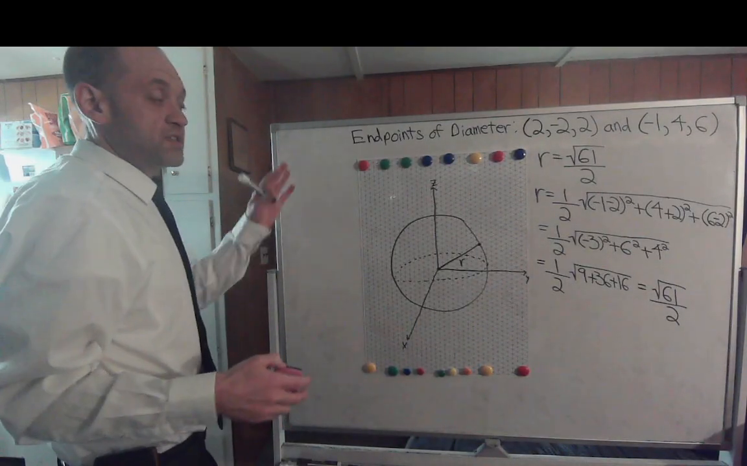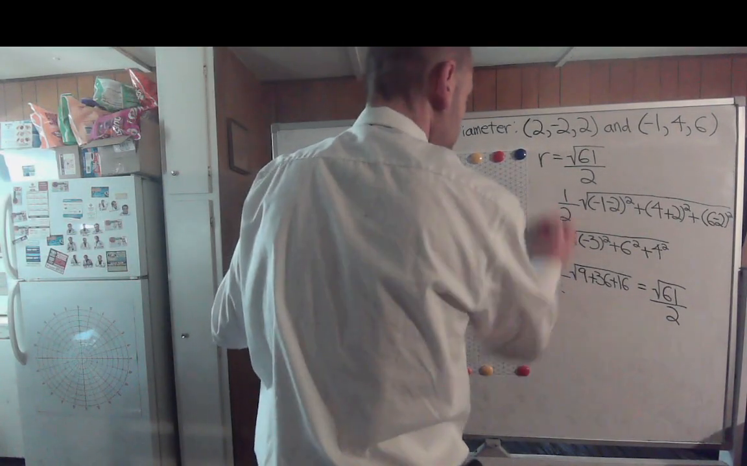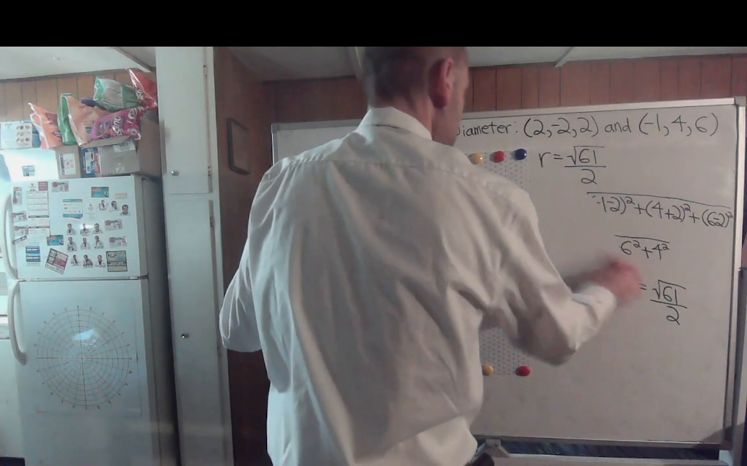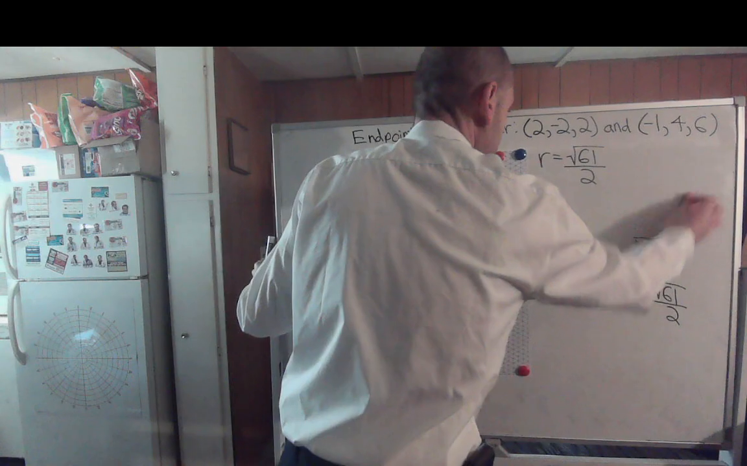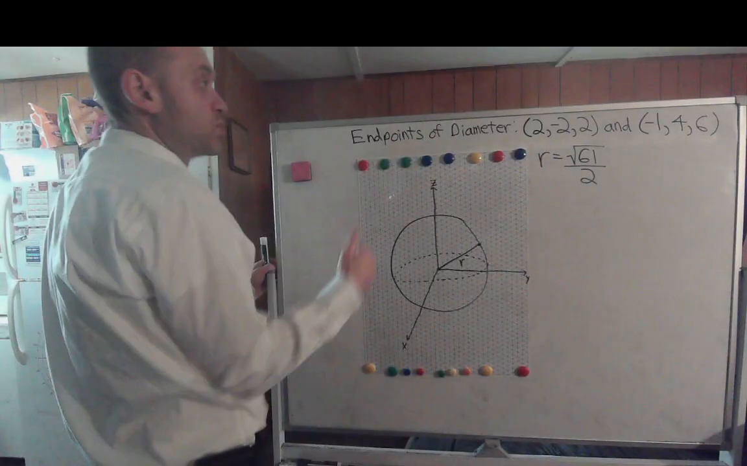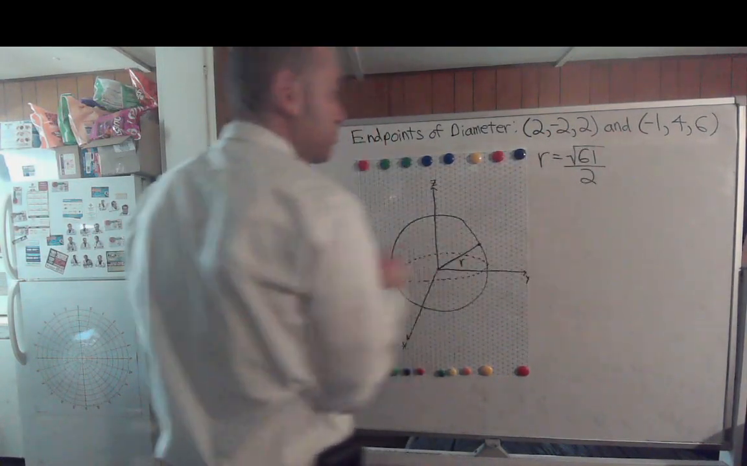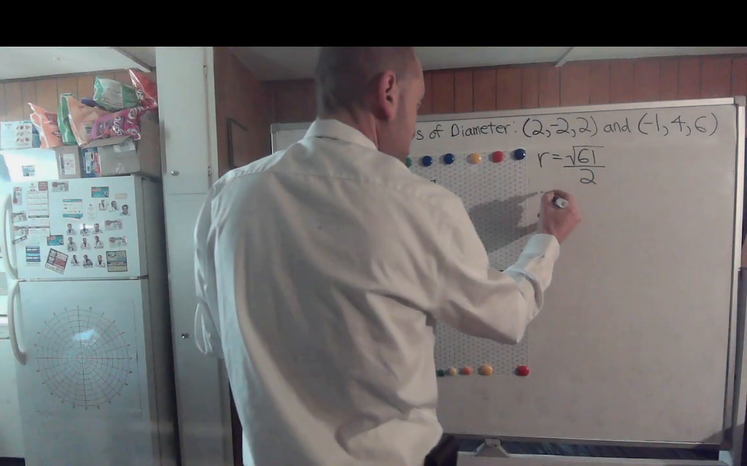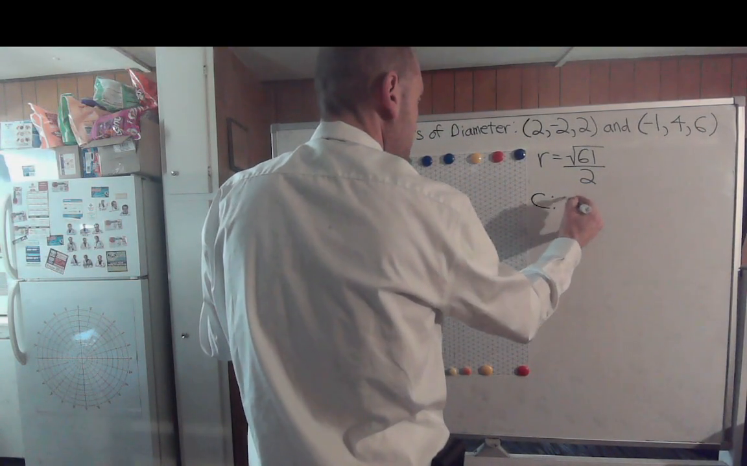Next thing we need to do is find the center of the sphere. Well, the diameter always passes through the center, right? Whether it's a sphere or a circle. So that means the center is going to be halfway between these 2 endpoints of the diameter. So let's use our midpoint formula to find the center.